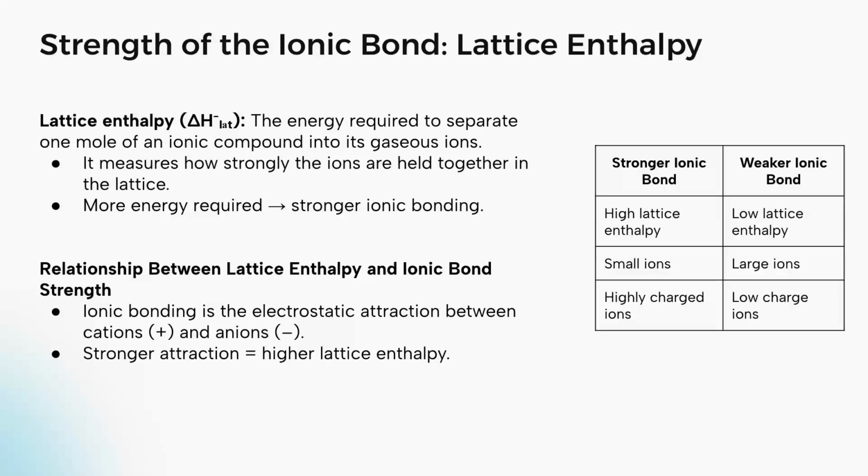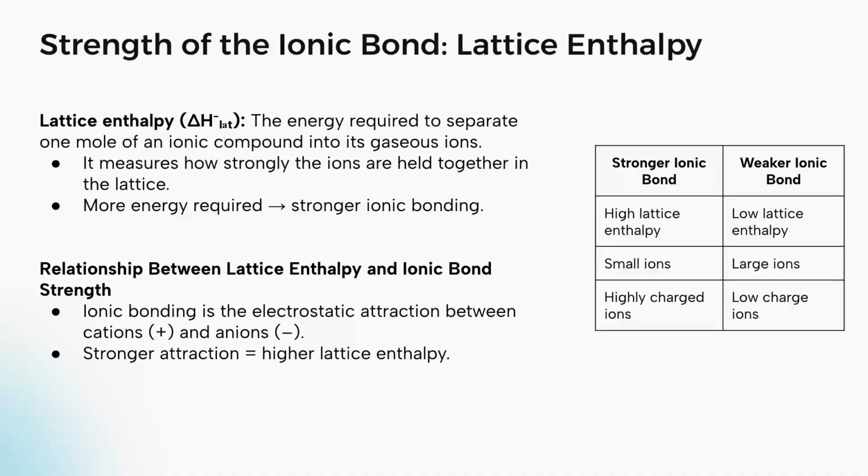The relationship between lattice enthalpy and ionic bond strength. Ionic bonding is the electrostatic attraction between the cation and the anion, right? So the stronger the attraction, the higher the lattice enthalpy is. Stronger the ionic bond, higher the lattice enthalpy: small ions, highly charged ions. Vice versa, weaker the ionic bond, lower the lattice enthalpy: large ions, low charged ions.